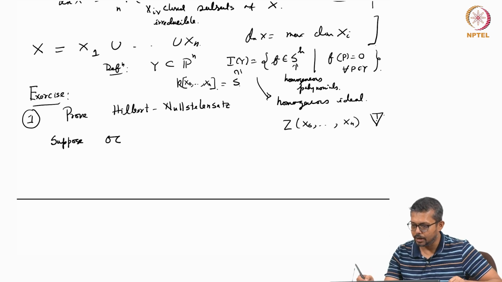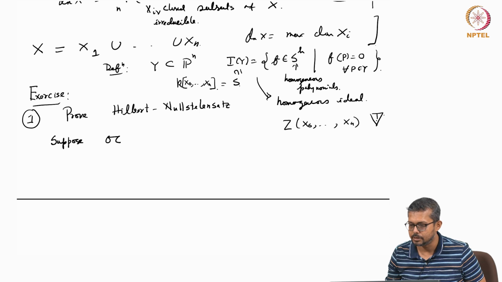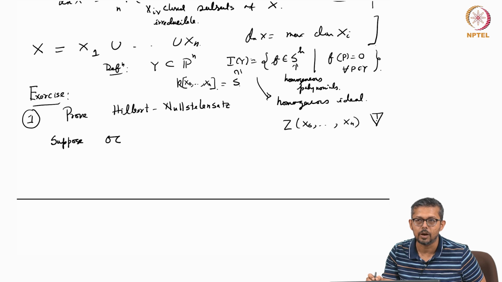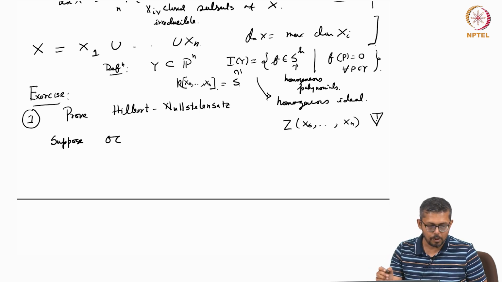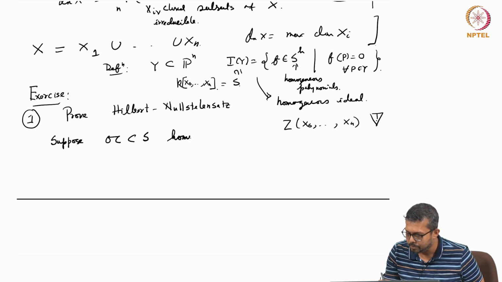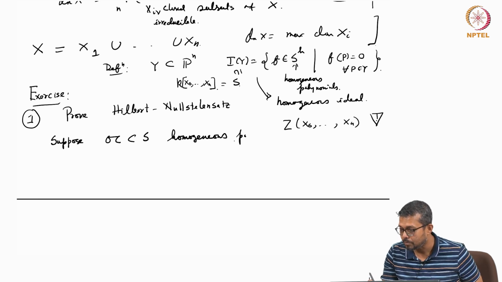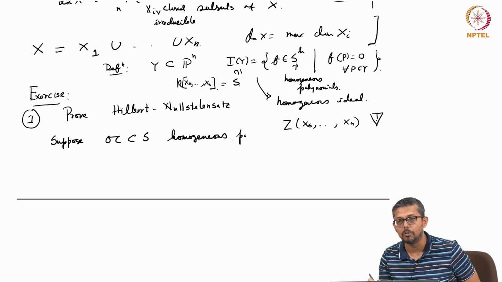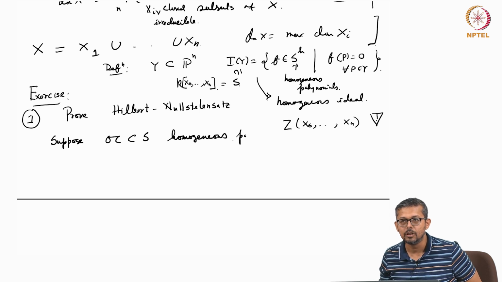I'll come to this again when I put the exercise. But this is called the ideal of definition of Y, where Y is a subset of Pn. The ideal (x0, ..., xn) is a homogeneous ideal, but that ideal is a bad ideal; you should not consider it, because that will give you the point 0, which is not a point in projective space.